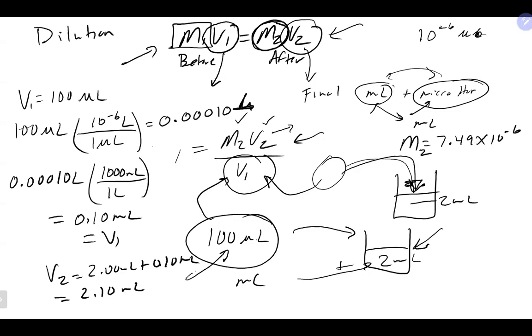That should be something like 7.49 times 10 to the minus 6. We want to make sure we use our exponent button, times our V2, which would be 2.1, divided by our V1, which would be 0.1. This would give us a concentration for M1 of roughly 1.57 times 10 to the minus 4 molar. So something in that ballpark would be the answer there.